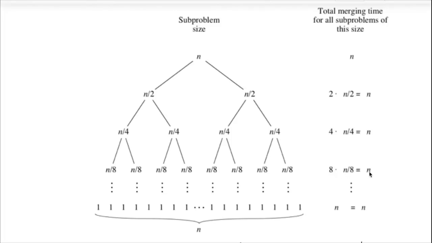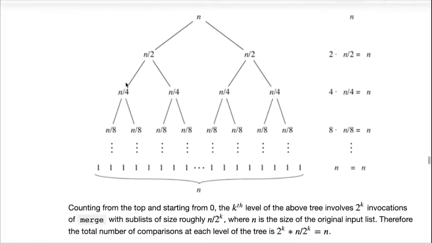So the total number of comparisons done is n. And at every stage you can check this. At the top level, you are calling merge with n total elements. So the total number of comparisons is n. At the second level, you're calling merge here once with n by 2 elements, and you're calling merge here once with n by 2 elements. So the total number of comparisons is 2 times n by 2, that's n. And here you're calling merge with n by 4 elements 4 times, so that's n.